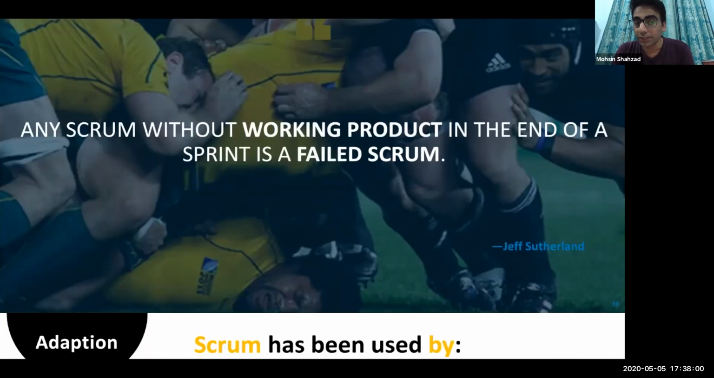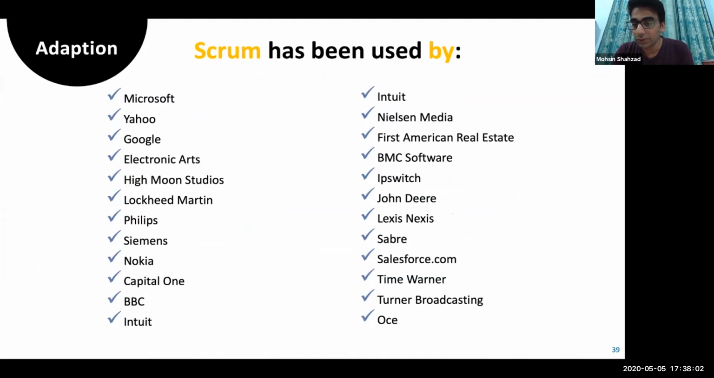If I talk about adoption in the industry, you will be amazed, because it's implemented in many companies, including Microsoft, Yahoo, Google, Electronic Arts, and not only technology companies, like Philips, Siemens, Capital One, and BMC Software. It's also being used in American real estate.